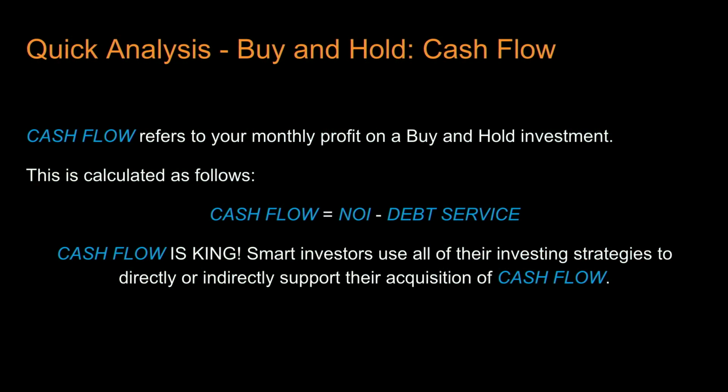Now let's talk about how to use those numbers that we just calculated to find out what our cash flow is going to be. Cash flow refers to your monthly profit on a buy and hold investment. This is calculated as follows. Your cash flow equals your NOI minus your debt service. Remember that cash flow is king. Smart investors use all of their investing strategies to directly or indirectly support their acquisition of cash flowing assets.